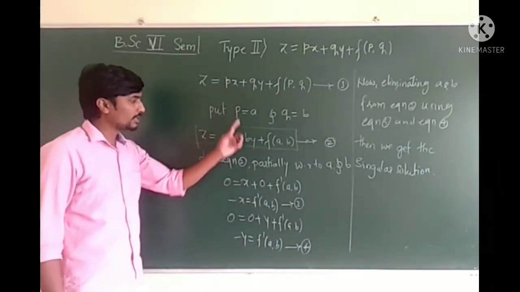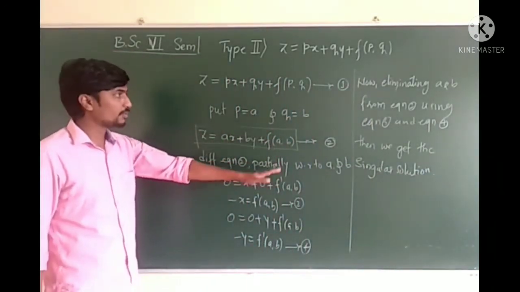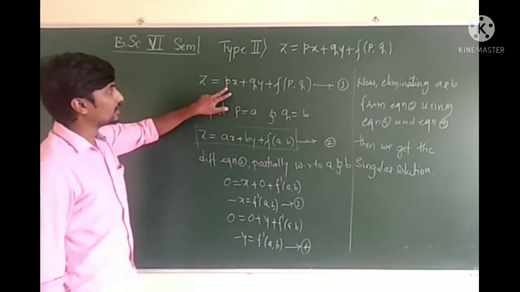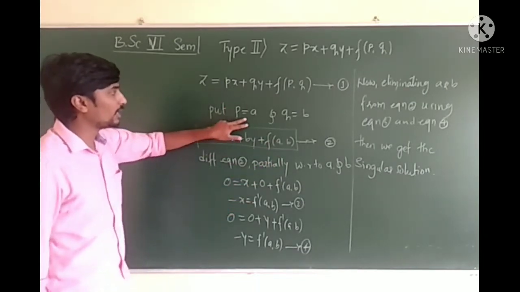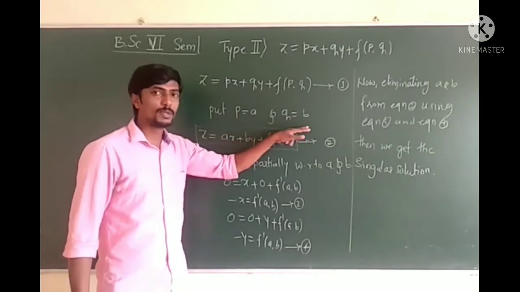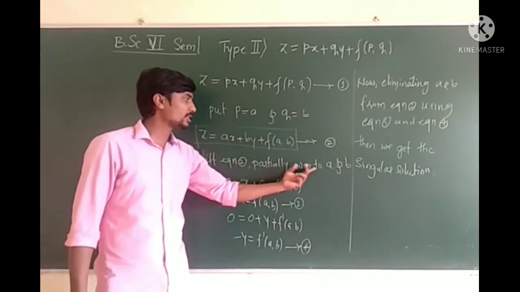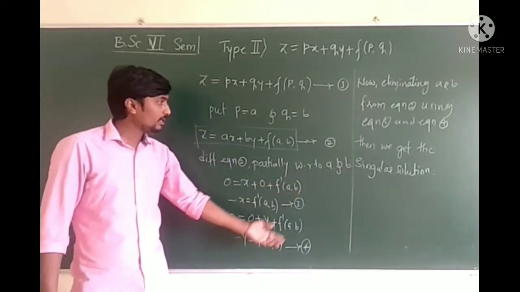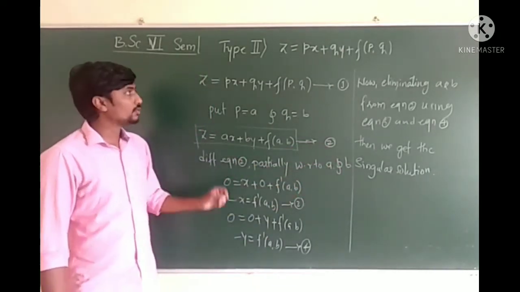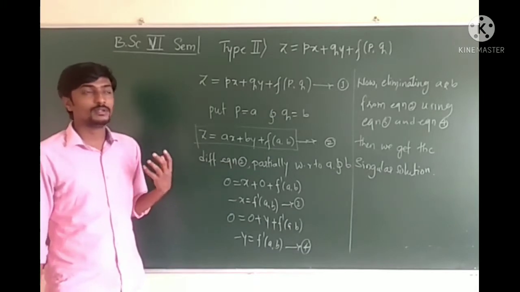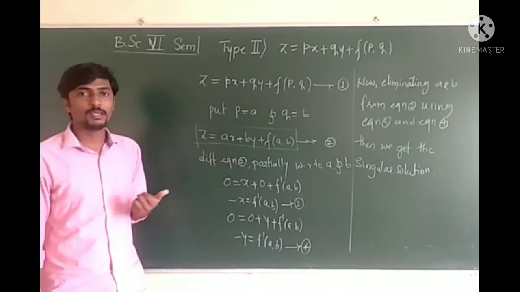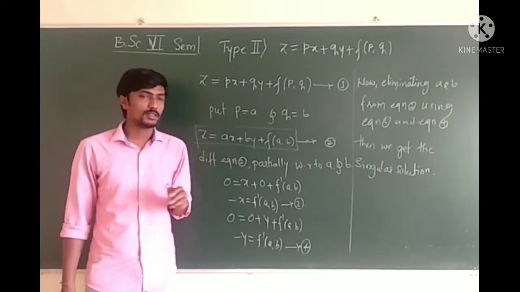Okay, so remember the working procedure here. You have considered z equal to f of x, y, p, q; put p equal to a and q equal to b, and it will provide you the complete solution. After differentiating with respect to a and b, you get your singular solution. Okay, so I will show you how this method works.